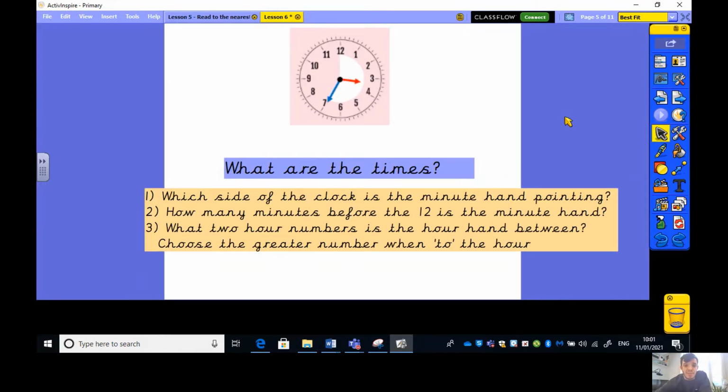So to be able to read the time, we need to follow these steps to success. Which side of the clock is the minute hand pointing? Is it pointing to the right hand side or is it pointing to the left hand side? Step 1. If it's pointing to the left hand side, how many minutes before the 12 is the minute hand? And I'll come on to that with lots of examples. Once you've done that, what 2 hour numbers is the hour hand between? Choose the greater number when to the hour.